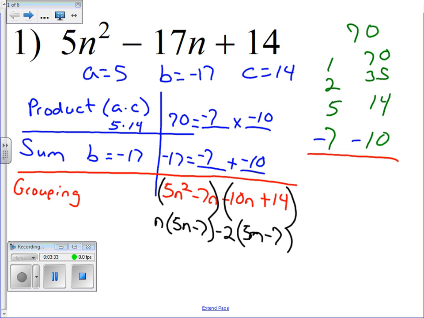Now, why did I do negative 2 versus positive 2? Well, the goal is to try to get common factors. And I noticed that there was a minus 7. And if I factor out a negative, I would have gotten a minus 7 there as well. That's why I chose the negative 2 versus just factoring out a 2. So now I can write this as n minus 2 and 5n minus 7.